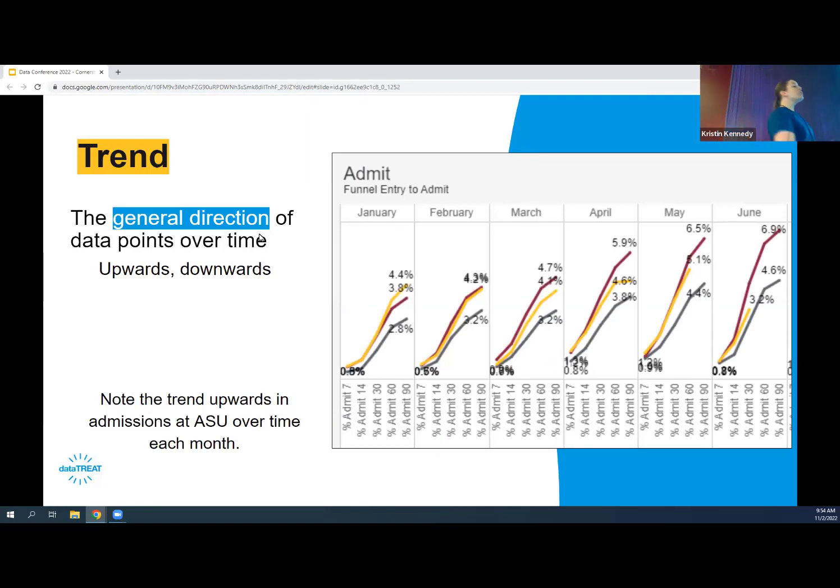Trend, general direction of your data points over time. So it's upwards, downwards. It's pretty basic. This is a picture from one of our dashboards, and it's talking about admissions over each month. You can see this is an upward trend. The data is going upwards.